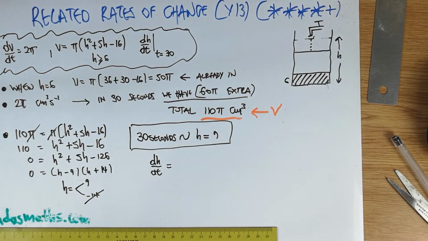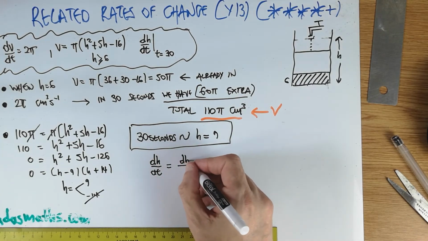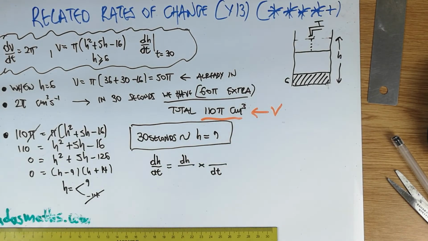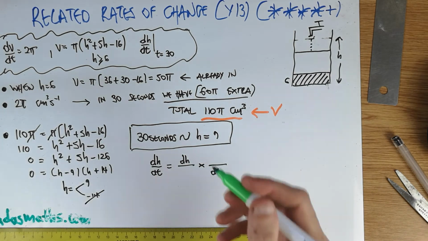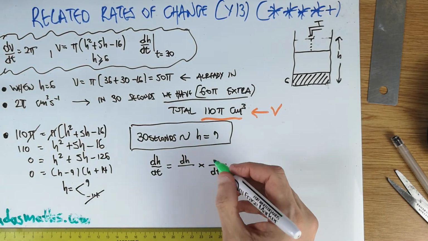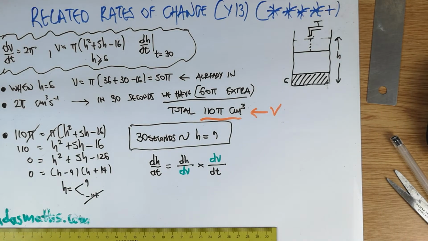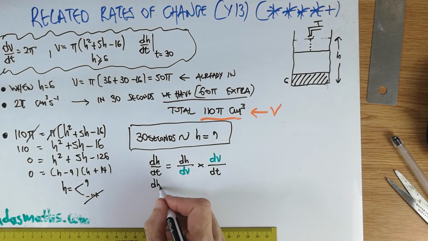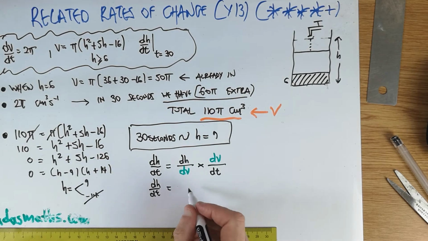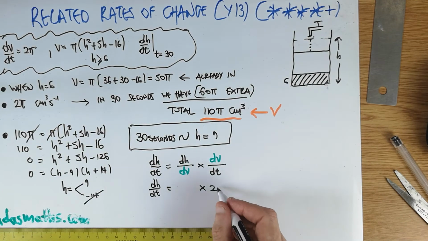Let's not worry about the specific moment, and let's think about how we're going to split that. dh on top, dt on the bottom. We're going to bridge it in the middle with the only thing that we really like to use, which is 2 pi. That's the dv by dt. So we can bridge it with a dv. If we look at what's going to happen here, we have dh by dt equals dh by dv times dv by dt, where dv by dt is 2 pi.